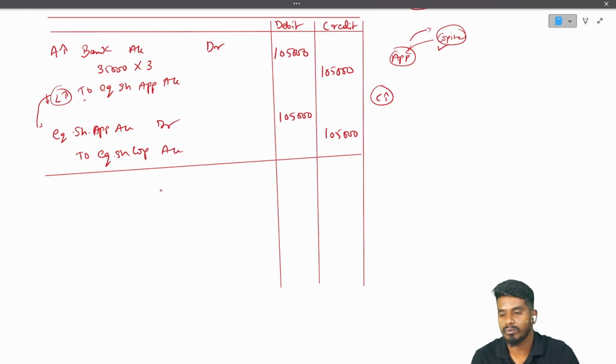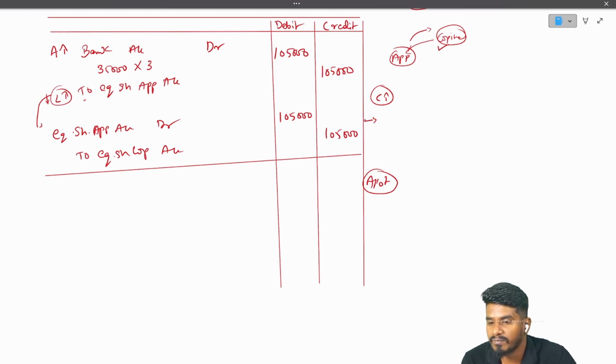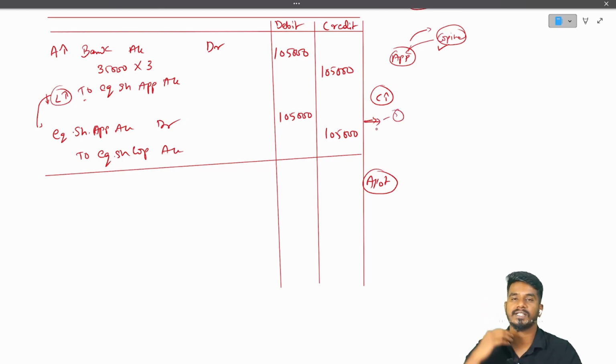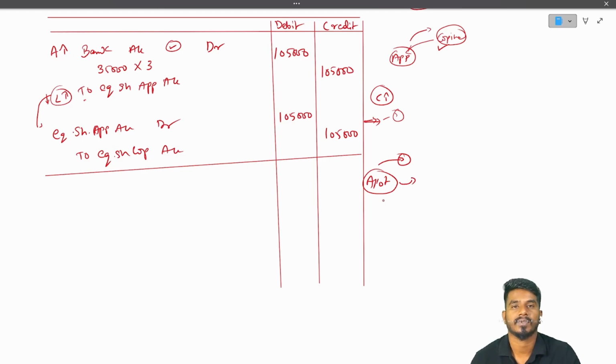Now we need to do the allotment entry. So first, at the time of receiving the application, we don't know for how many shares we are going to receive money. So that's why we did the bank entry first. Now we know for how many shares we have received money, and how much we need to allot. Correct. So first we will make the due entry, then we will make the receiving entry.